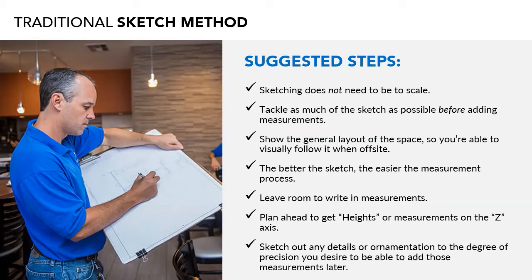Also leave room to write in measurements later on. Plan ahead to get your heights or measurements on the Z-axis. Most of the time, this information can still be displayed in plan view, but occasionally you'll want to sketch in section or elevation view as well. We'll talk about this again in the next few slides. And finally, sketch out any details or ornamentation to the degree of precision you desire to be able to add those measurements later on, like I mentioned.